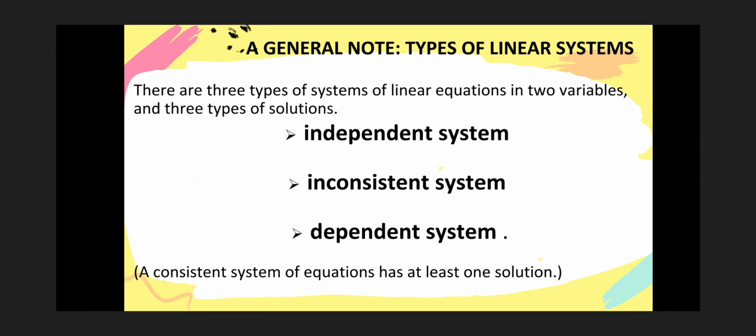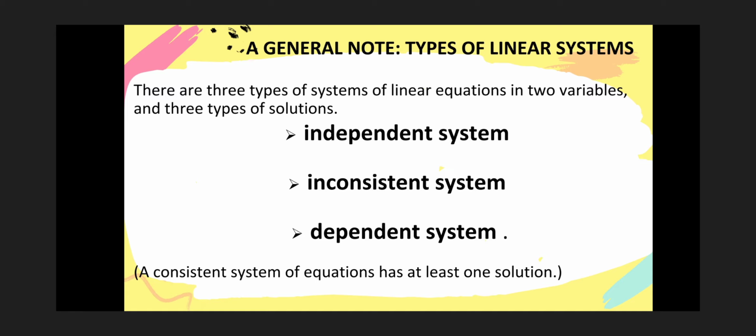So, general note, types of linear systems. So, there are three types of systems of linear equations in two variables, and there are also three types of solutions. So, the first type is independent system. Saan ba tong independent system na to? So, in an independent system, it has exactly one solution pair. So, the point where the two lines intersect is the only solution.